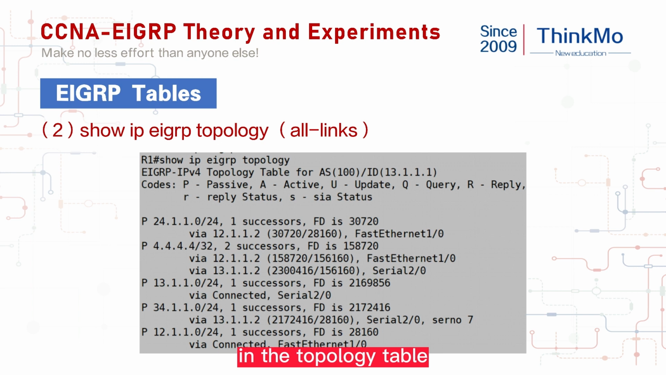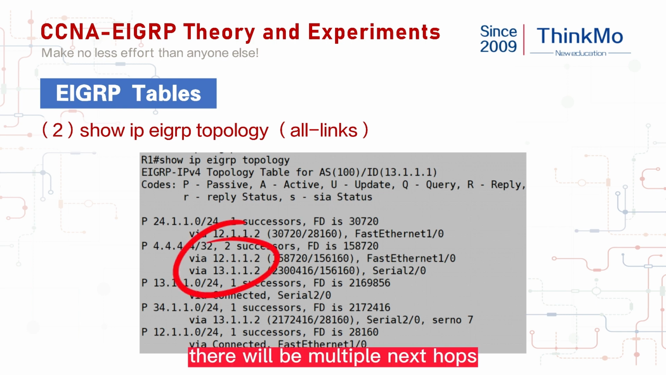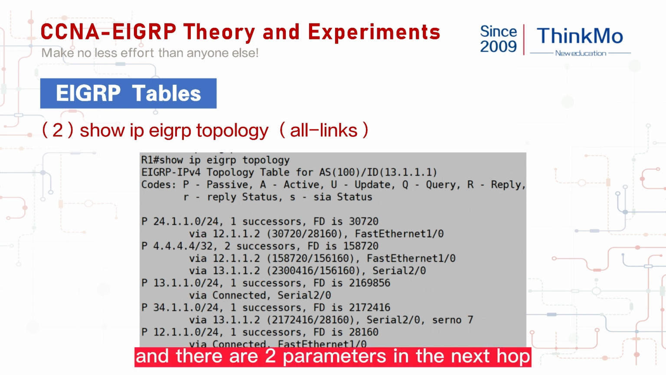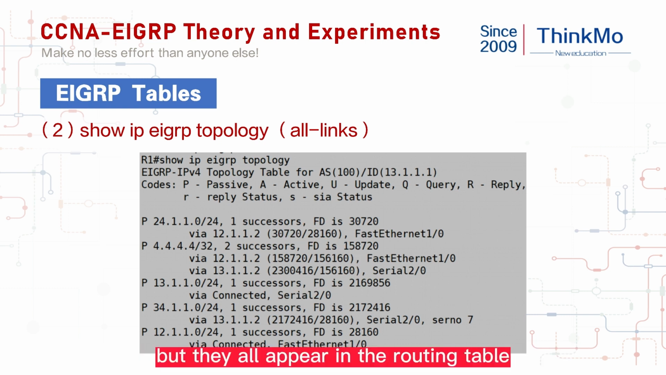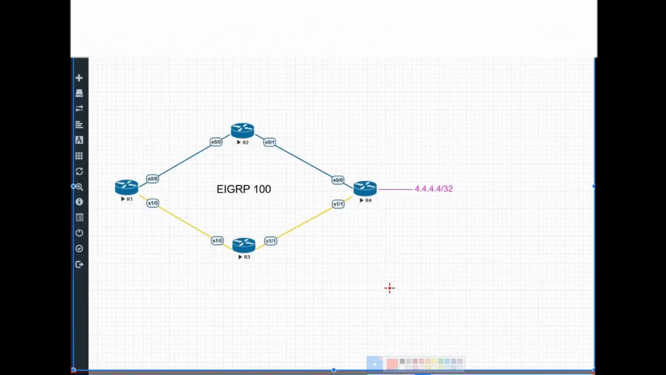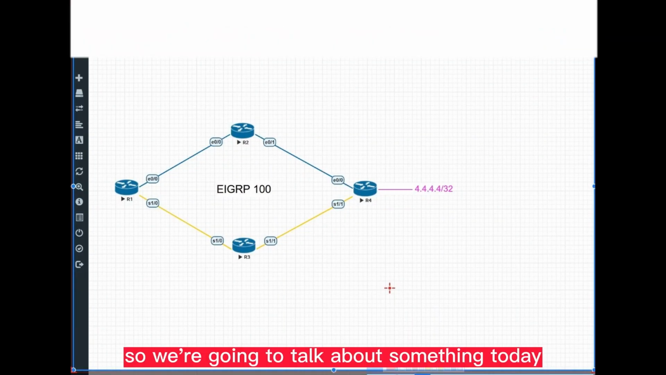In the topology table you will find, when data goes to a destination, there will be multiple next hops. And there are 2 parameters in the next hop. You will find that these 2 parameters are not the same. But they all appear in the routing table. So we're going to talk about something today.